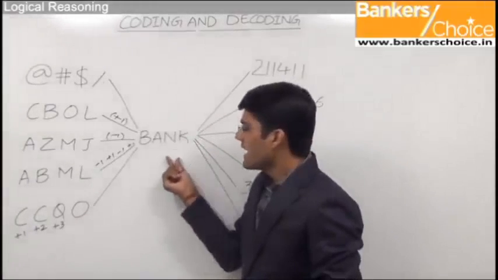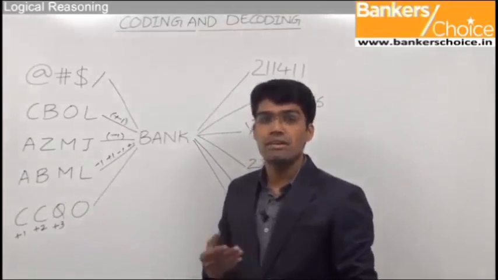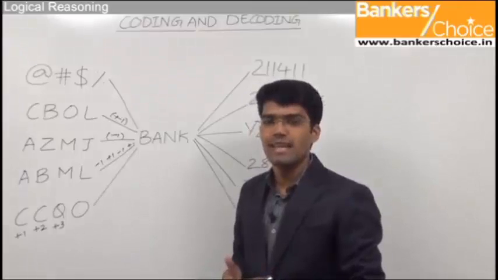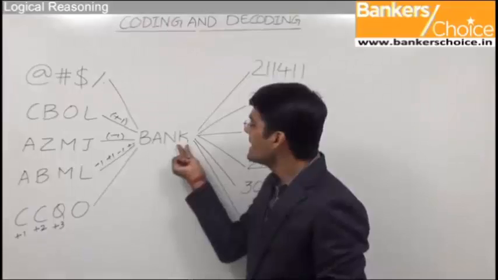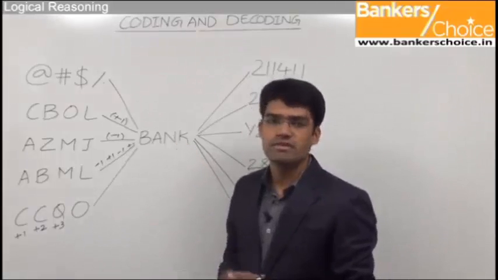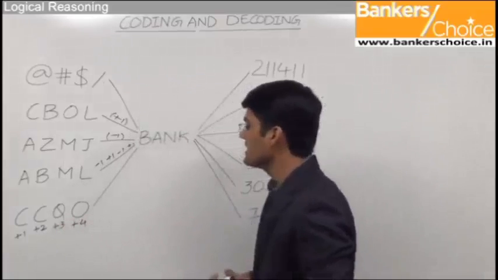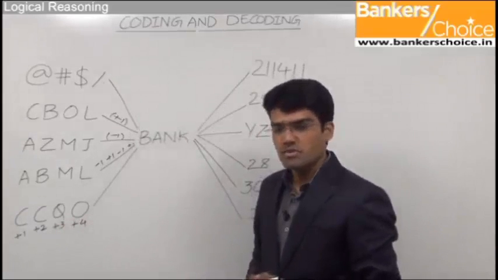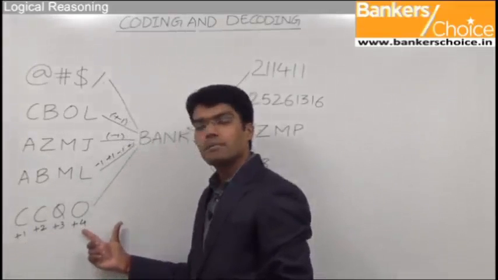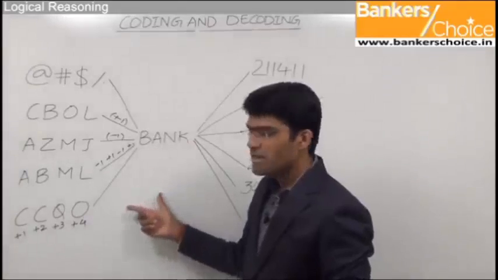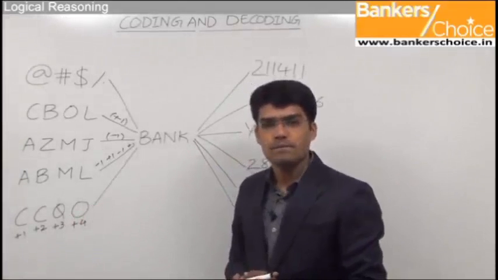Similarly, the letter K has been taken as O. And if you try to find out the distance between K and O, it comes out to be 4 positions. That is K, L, M, N, O. So it is very clear that K has been shifted by 4 positions in the forward direction. So the letter O is a result of shifting K by 4 positions. So if you observe here, the pattern is +1, +2, +3 and +4. That means each letter here has been shifted by some positions in an increasing order.